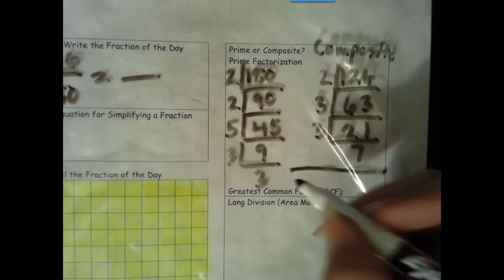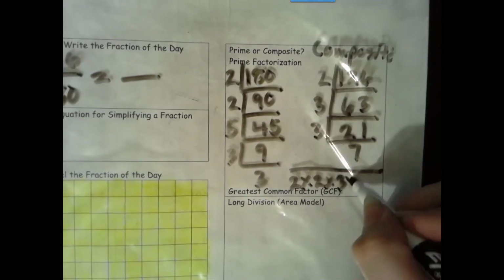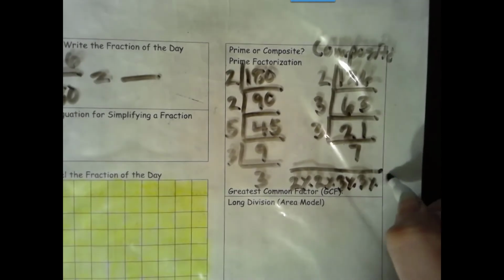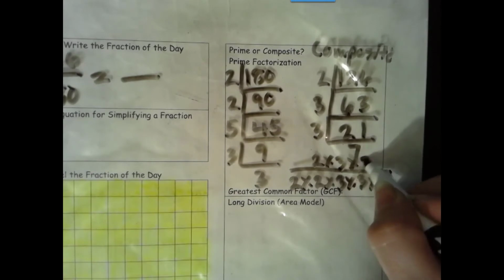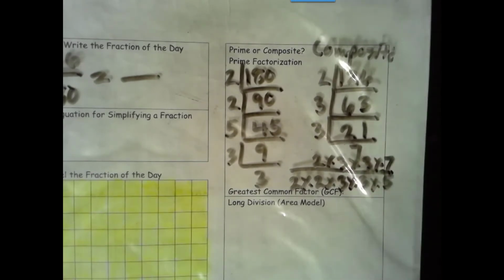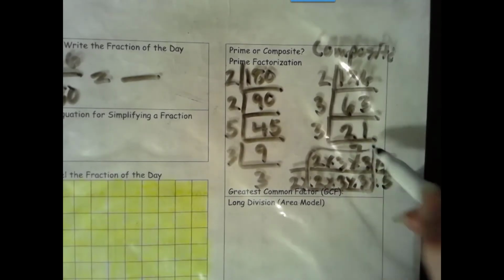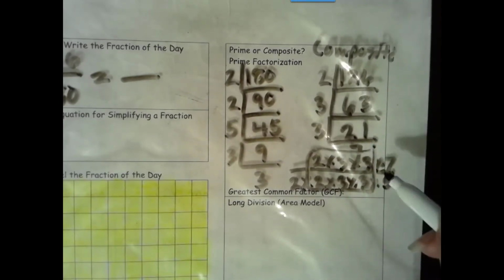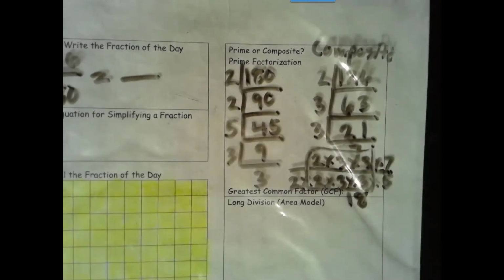Let's go ahead and get down our prime factorization. 2 times 2 times 3 times 3 times 5. And then 2 times 3 times 3 times 7. So it looks like our greatest common factor is 2 times 3 times 3. 3 times 3 is 9, times 2 is 18. 18 is our greatest common factor, leaving 7 in the numerator, and 2 times 5, 10 in the denominator.